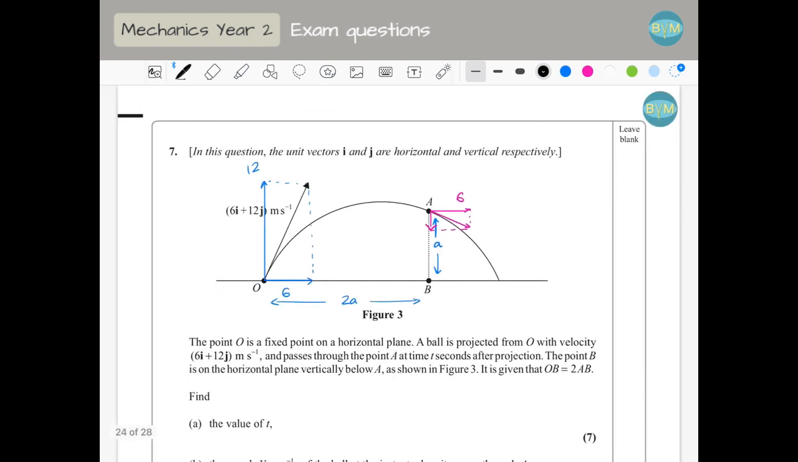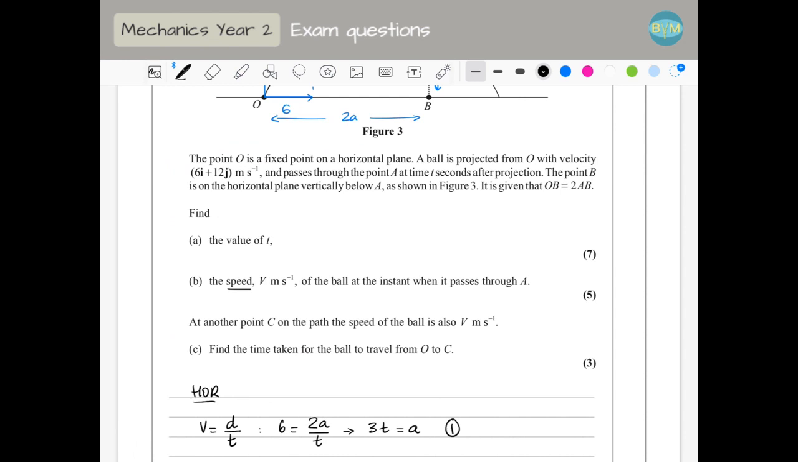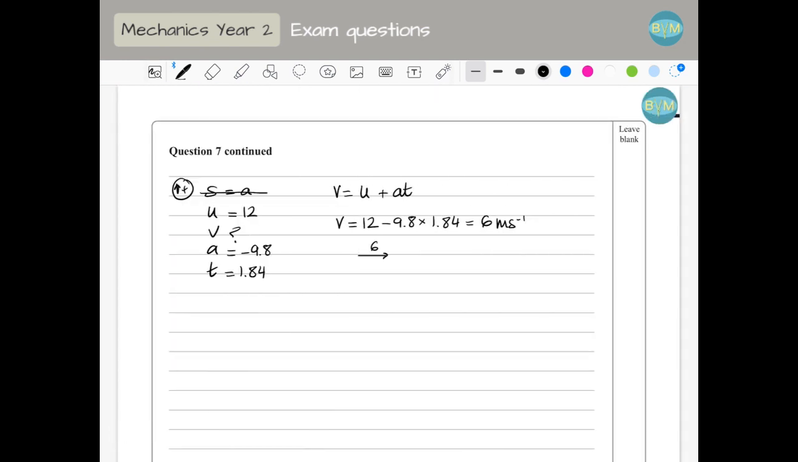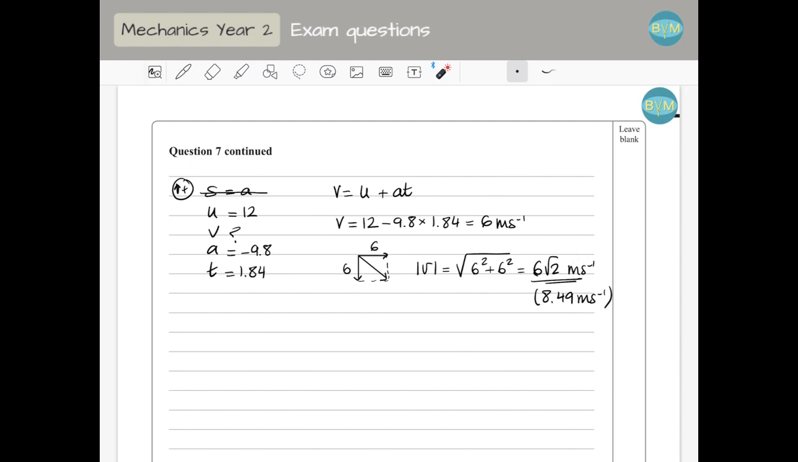They are asking us the speed, yeah, so we need to find the magnitude. So we have a horizontal component which is 6 and a vertical component which is 6, and we need the magnitude of this one. So we are going to use Pythagoras. It's going to be the square root of 6 squared plus 6 squared, which is 6 root 2. 6 root 2 meters per second. We can leave it like this, or we can divide if you want, which is 8.49 meters per second. If you prefer to divide, if not, that's a beautiful answer.